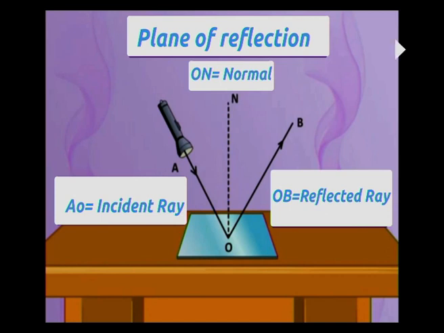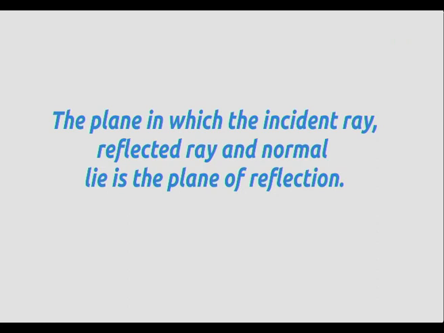Here see, AO is an incident ray, OB is the reflected ray, and ON is the normal line. Here, the incident ray AO, the reflected ray OB, and the normal ON, the three are in the same plane. This plane is called the plane of reflection. The angle I is equal to angle R. Then what is the plane of reflection? The plane in which the incident ray, reflected ray, and normal lie is the plane of reflection.